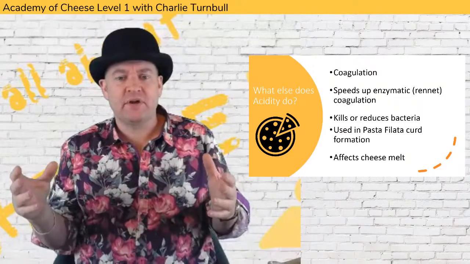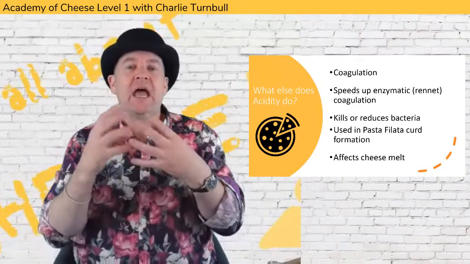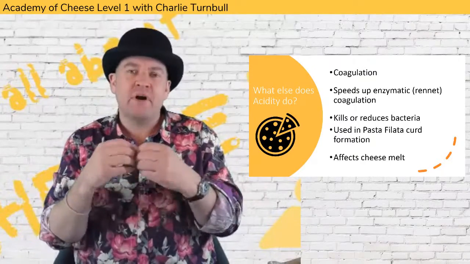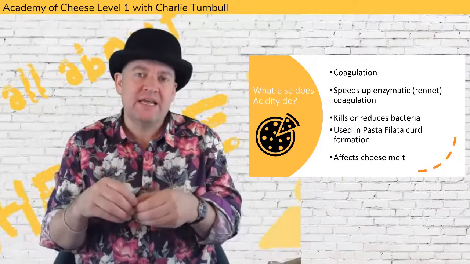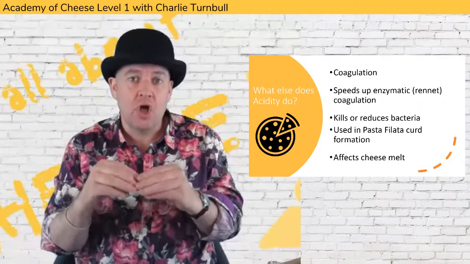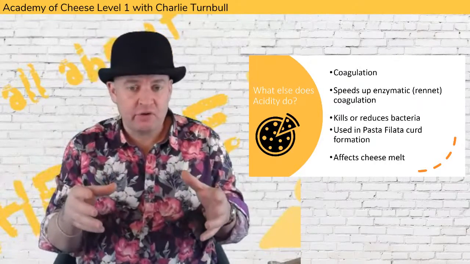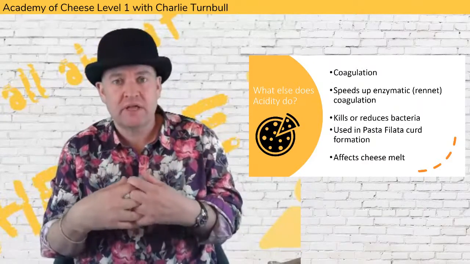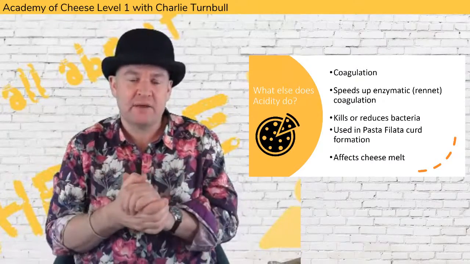It's also used in pasta filata curd formation. So when we're making spun paste, pasta filata, we use high acidity and we use hot water, and it bonds the curd together into those filaments. And finally, the action of the acidity on the cheese affects how the cheese will melt. The lower the acidity, the higher the pH, the more melt. So things like halloumi and Cheshire do not melt. They're high acidity cheeses. But low acidity cheeses like Alpines melt very nicely.